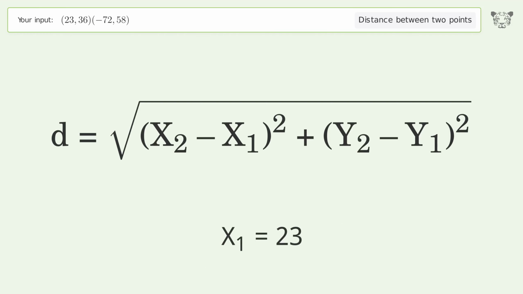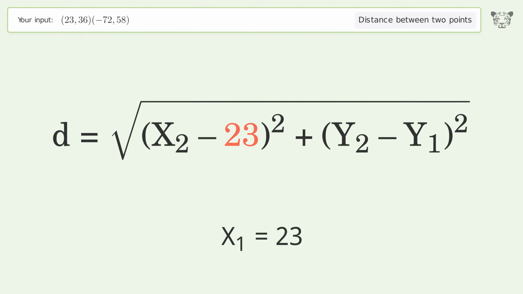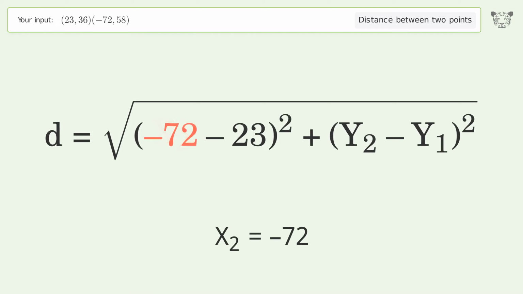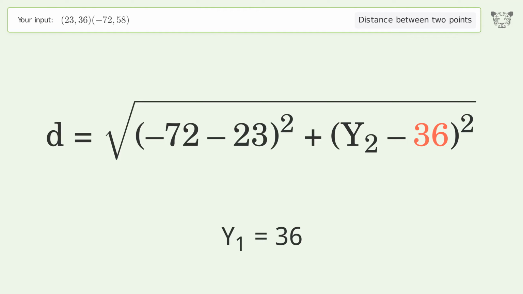x1 equals 23. x2 equals negative 72. y1 equals 36. y2 equals 58.